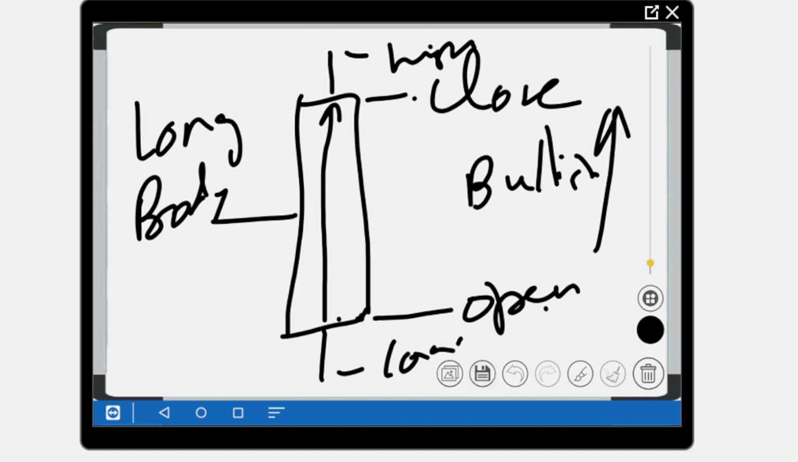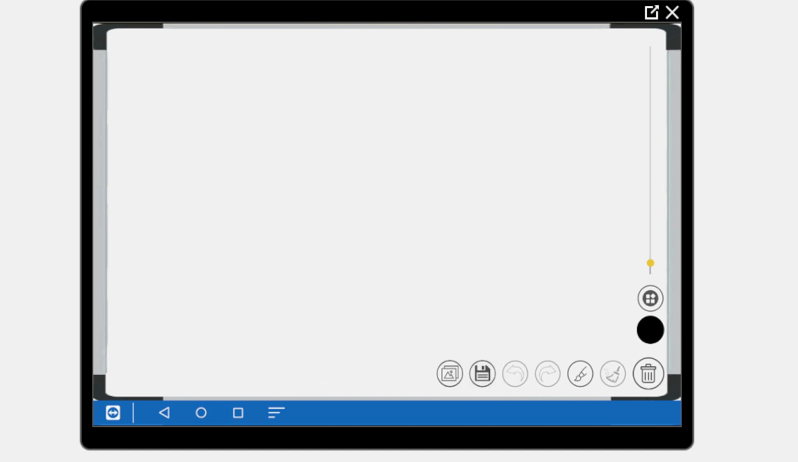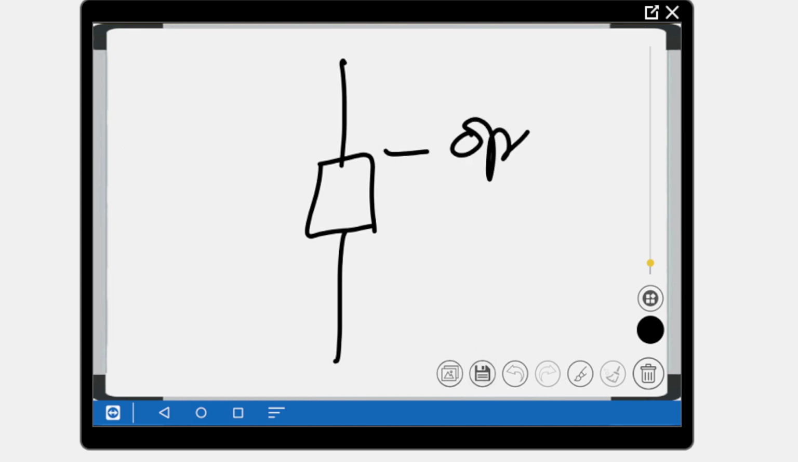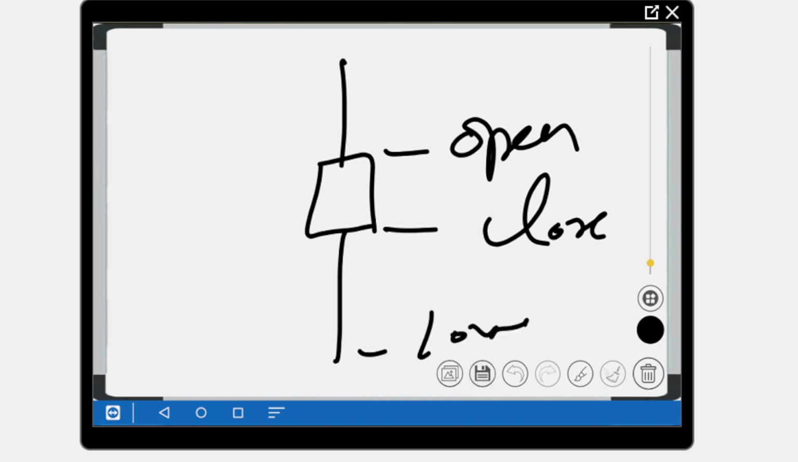Okay, so let's look at another example. This is a candlestick. This is open. This is close. This is low. This is high. And this is the body. Why do I keep writing them? Because I want you to know it. What type of candlestick would you say that is?